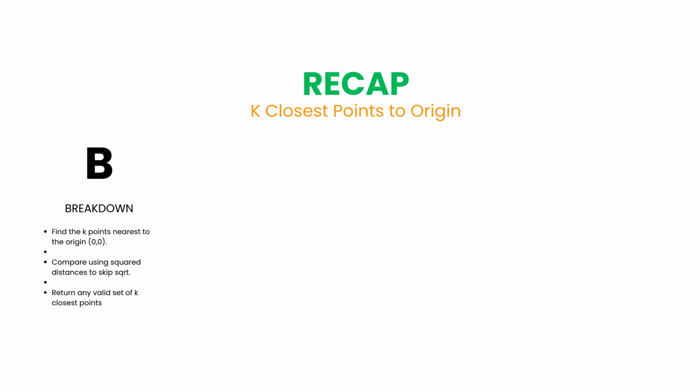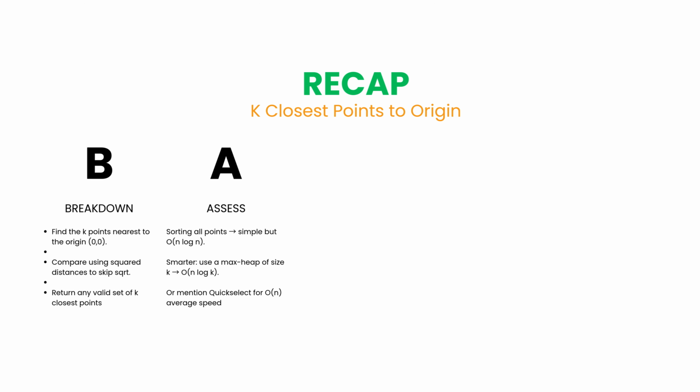Breakdown recap. We're given n nodes forming a connected, acyclic graph, a tree. Our goal is to find all possible root nodes that produce the minimum height when the tree is rooted there. In simple terms, we're looking for the tree's centers, the points that minimize the longest path to any leaf.